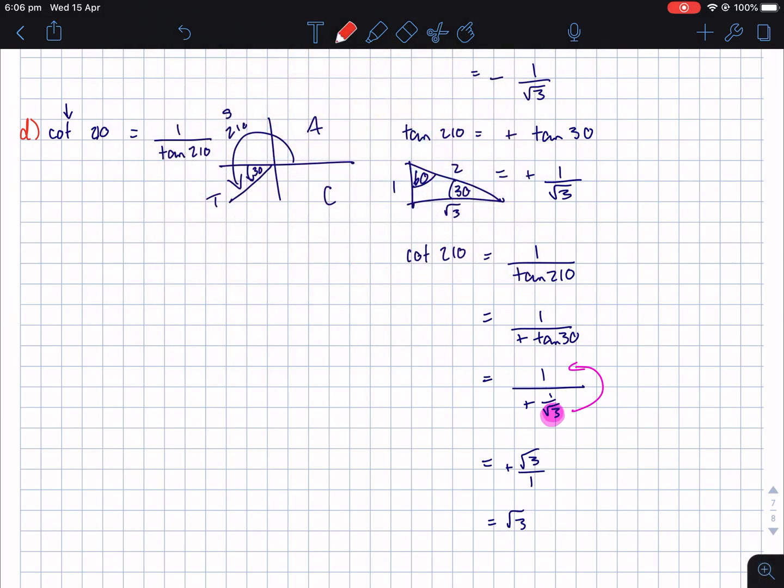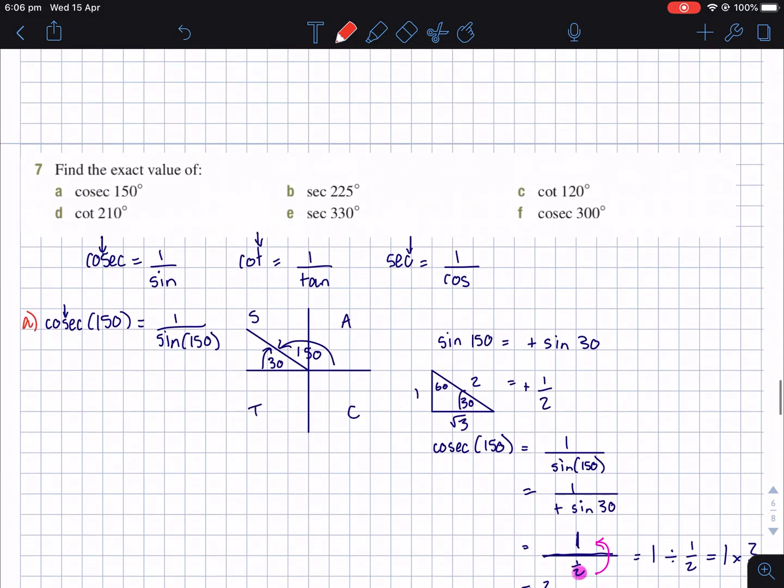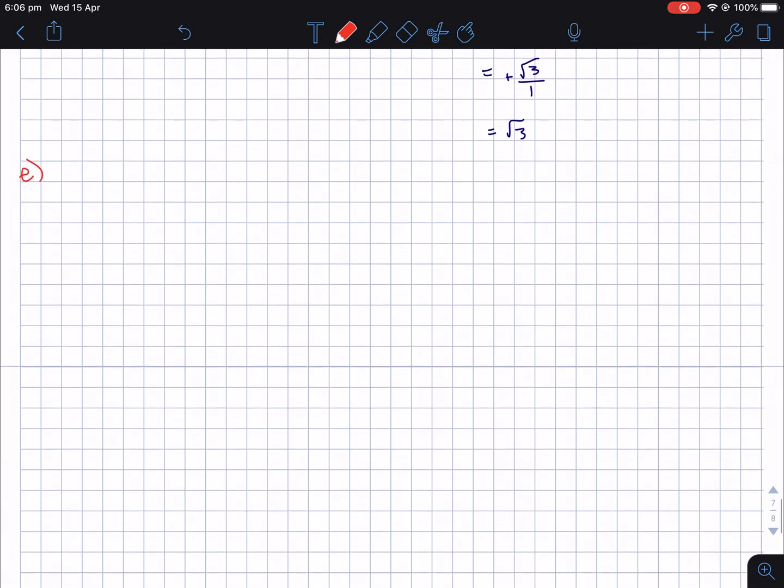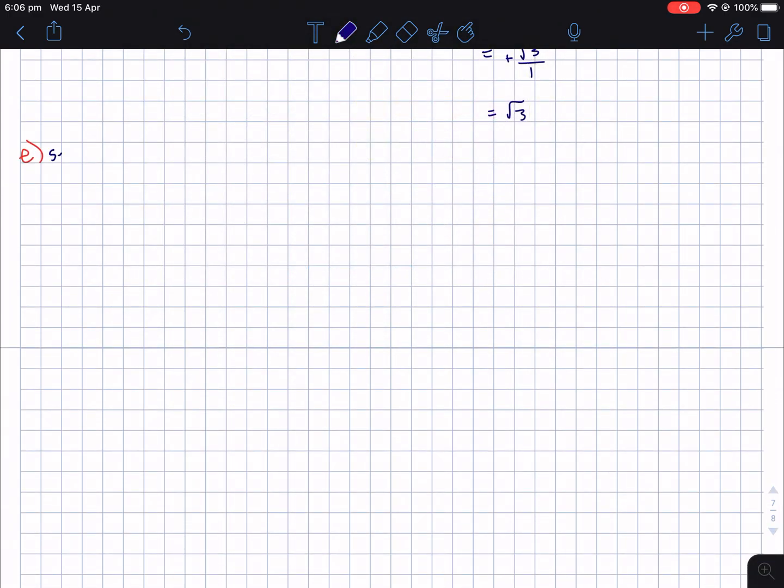Okay, question E. We have sec 330. Ooh, sec, we haven't seen that for a while. Sec 330. Third letter, cos, 1 on cos 330. Let's graph it. 330 is here, so if all the way around here was 330, this must be 30 down, because it's 360 all the way around, which means cos 330, SATC, cos is positive, positive cos 30.